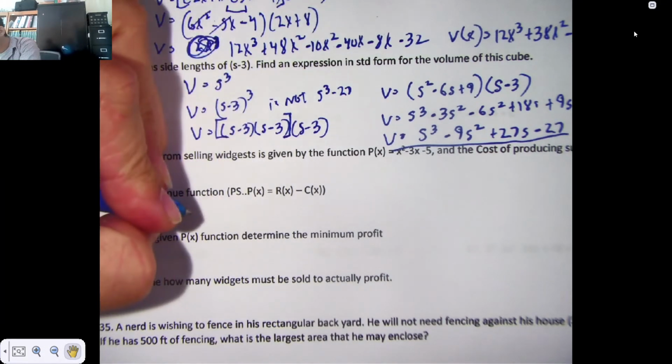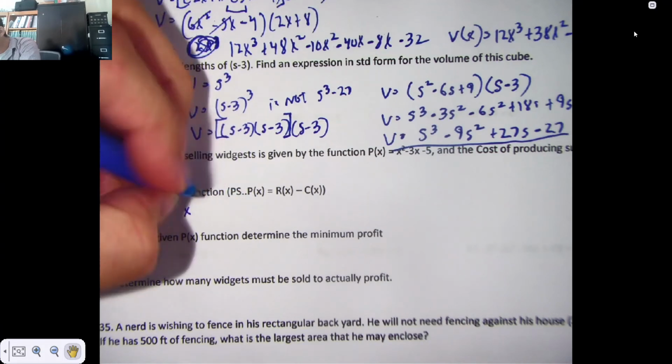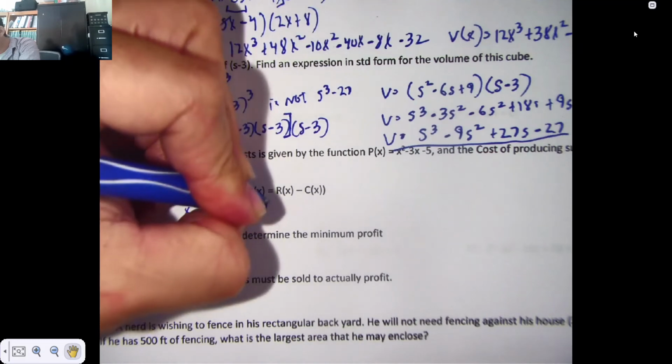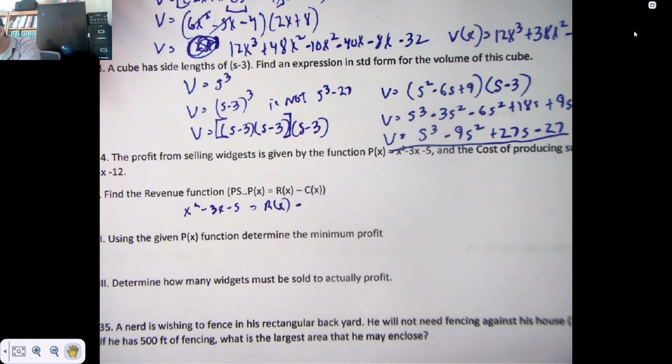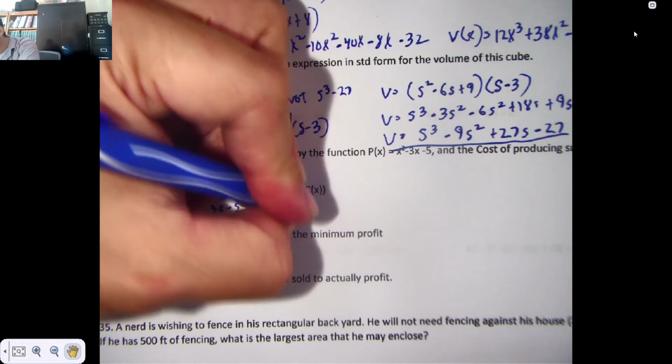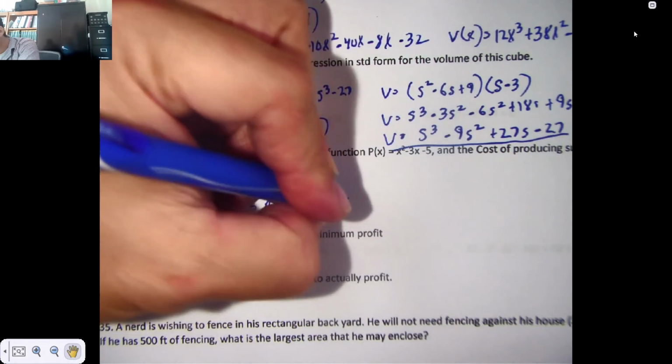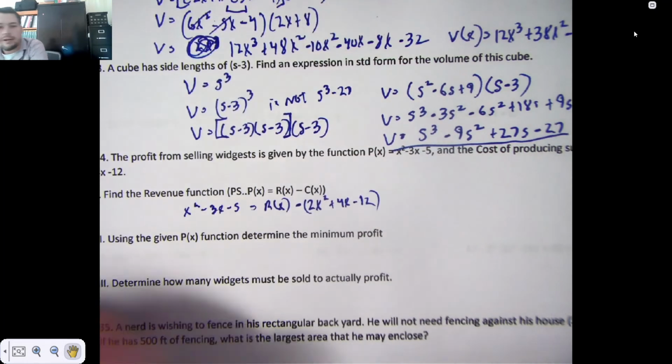Okay, so I'm just going to plug stuff in here. I'm going to put profit on the left: x squared minus 3x minus 5 would be revenue, which is unknown, take away cost, 2x squared plus 4x minus 12. Notice I wrapped that in a set of parentheses.